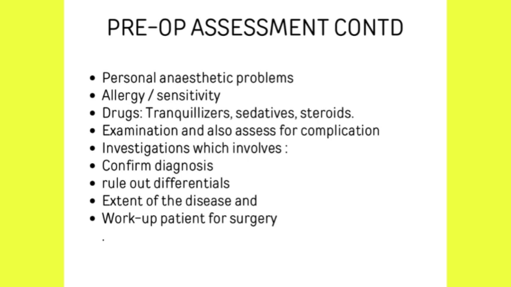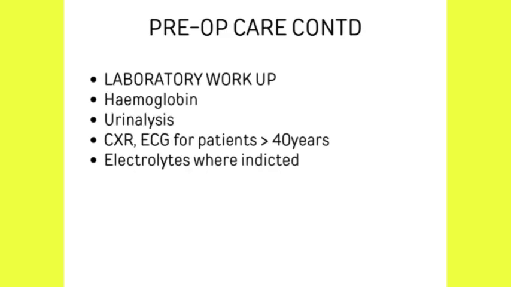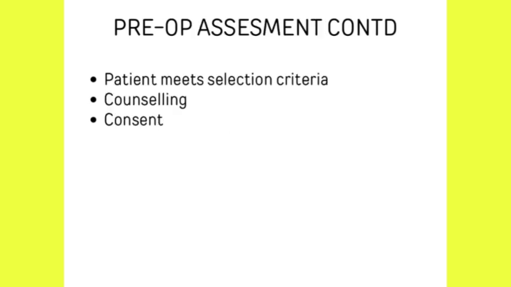So we have to further investigate patients, one, to confirm our diagnosis, to rule out differentials, to know the extent of the disease, and to work up the patient for surgery. In the pre-op workup, we do our laboratory workup, looking at hemoglobin, urinalysis, chest X-ray, ECG for patients more than 40 years, and electrolytes where indicated. All this needs to be carried out. So in pre-op assessment, if the patient meets all the requirements, we counsel the patient and get the patient's consent.